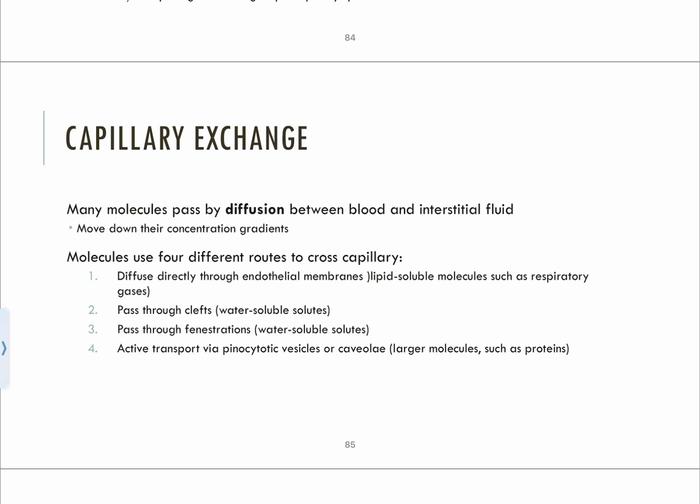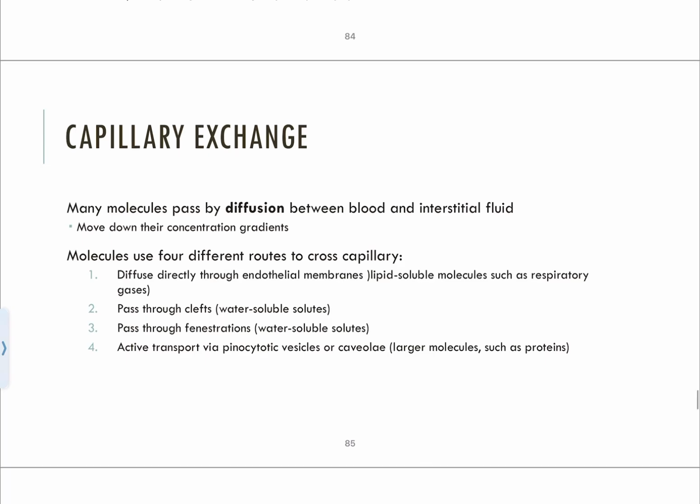Or the fourth option is that they can be actively transported by a vesicle. And if we're talking about fluid, that would be a pinocytotic vesicle or caveolae. So larger molecules, things like proteins, would have to be actively transported across the wall. So active transport compared to passive transport, if you remember, passive means that it doesn't require an energy source. It just uses the concentration gradient in order for things to move. If we're talking about active transport, we need our body's energy currency in order for things to cross. So something like ATP.